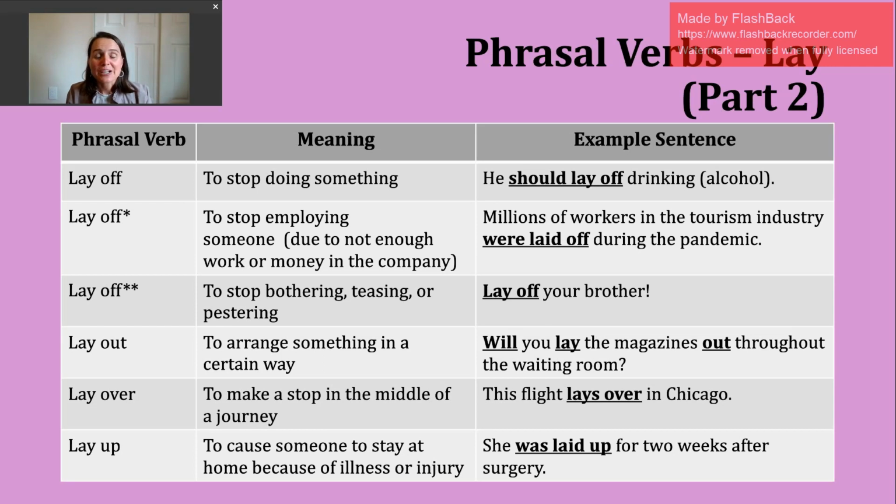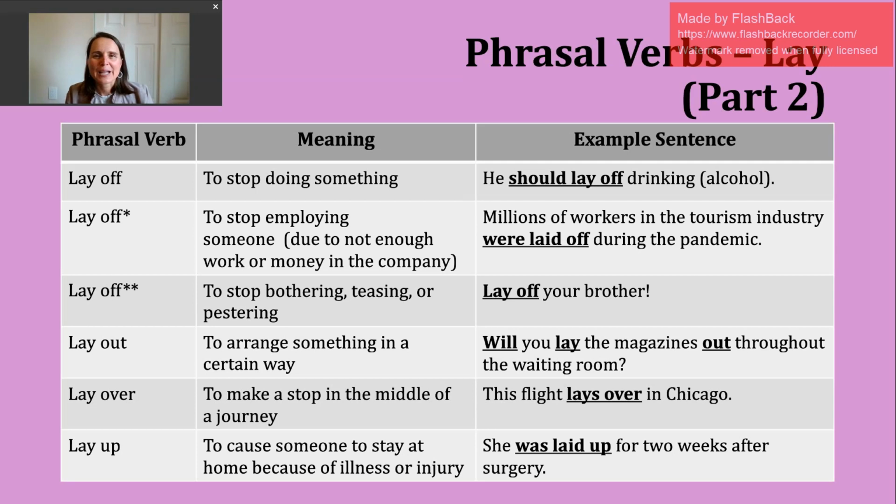The next phrasal verb we'll look at is lay over. This means to make a stop in the middle of a journey. This is really common with air travel. Okay, so an example of this might be, this flight lays over in Chicago. So this is an example of the simple present, right? We're talking about sort of the schedule, the habit or routine of this particular flight. So there's going to be a stop in Chicago before they go to their final destination.